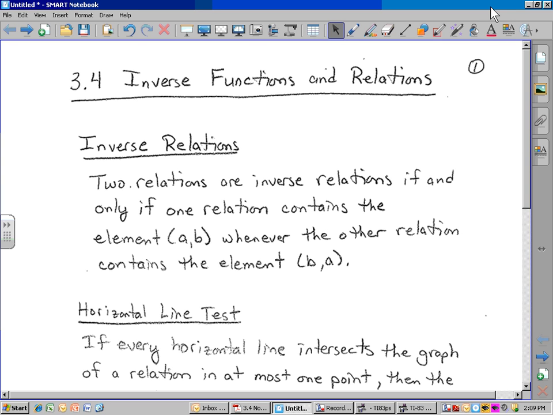Basically, what we need to get out of this is that x and y switch whenever we're finding an inverse. So the x coordinate of 1, which is the a term, now becomes the y coordinate. And the y coordinate of the first relation becomes the x coordinate in the second. So x becomes y, y becomes x. That is what we need to learn from inverses. That's how we find inverse relations algebraically.